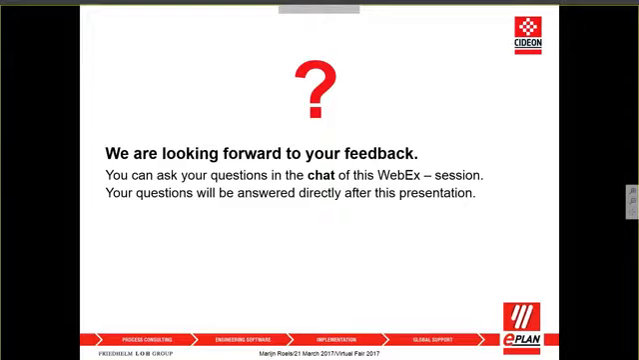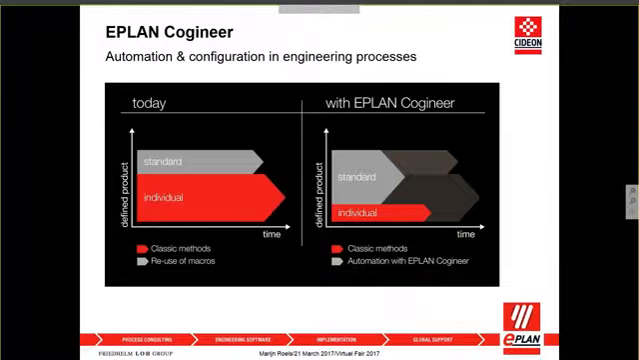So let's first start with a small introduction of EPLAN Cogineer. I hope, or we hope, that everybody will recognize the daily business. We're just doing projects, one after the other, and a lot of the time we copy-paste. We search through a project to find where we used this device, open the project, copy it from there, and paste it into the new project. So this means we reuse a lot of data, but in a classical way.